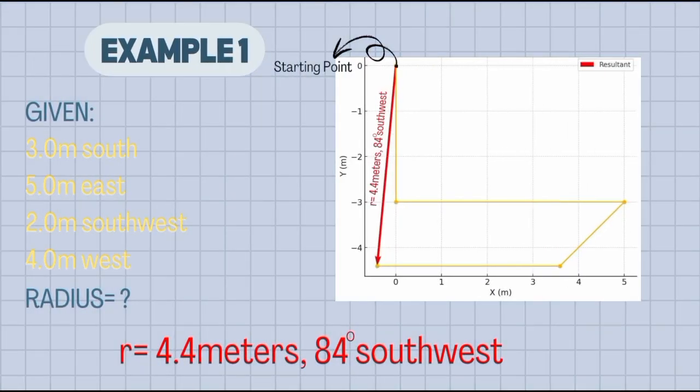As you can see, it starts with 3 meters south, which is the given, represented by the head of the 3.0 meters south. Next is 5.0 meters east, then followed by 2.0 meters southwest and 4.0 meters west. Then you will come up with the tail of the 3 meters south and the head of the 4 meters west in this graph. So the resultant will be 4.4 meters, 84 degrees southwest.